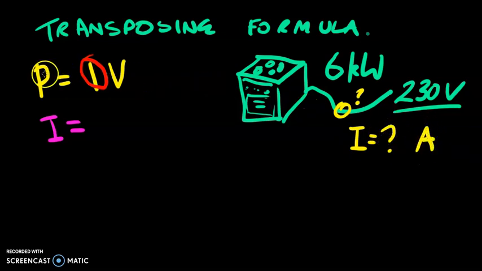This is the formula we use because it's got P for power, V for voltage, and I for current, the missing thing. But we need to transpose this formula. We need to carry out a transposition to make I the subject. And that's the tricky bit.